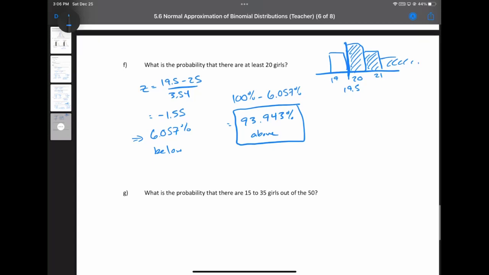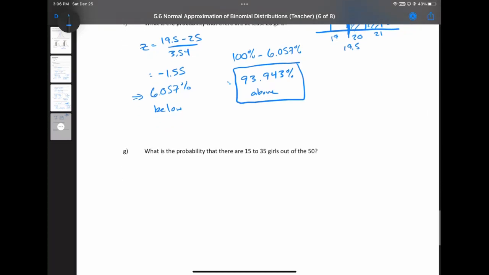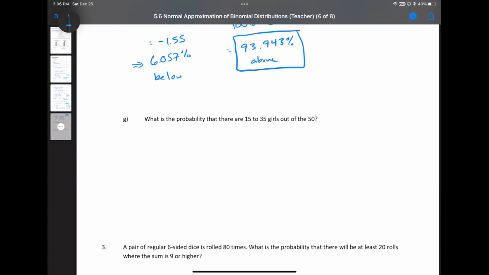And finally, let's do one where we do between two values. What is the probability that there are 15 to 35 girls out of 50? Now this one, again, I find the bar to be helpful. I'll do 14, 15, and then up towards the top, we're going to have like a 35 and a 36. 14 is not a valid number. Now the wording on this may change it.